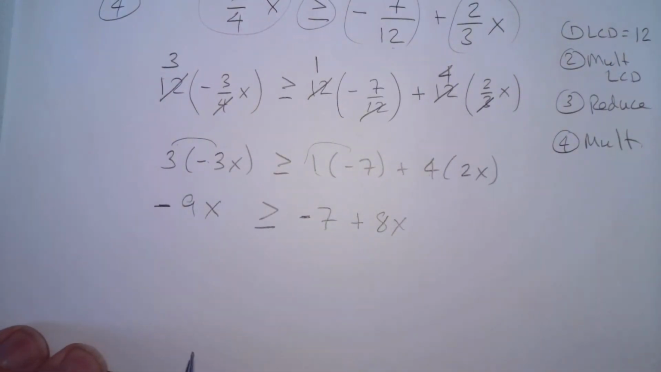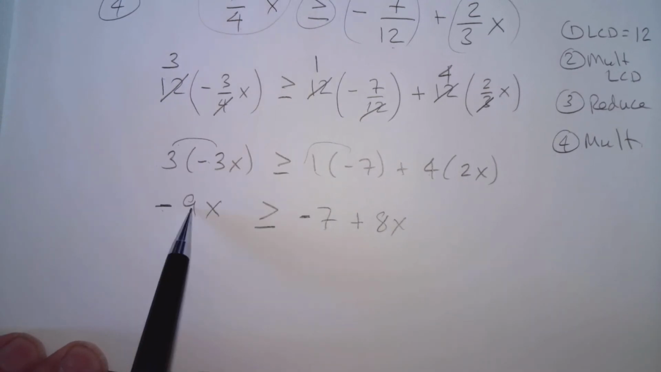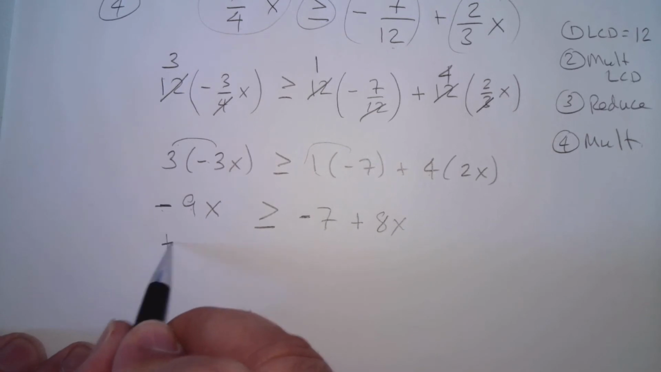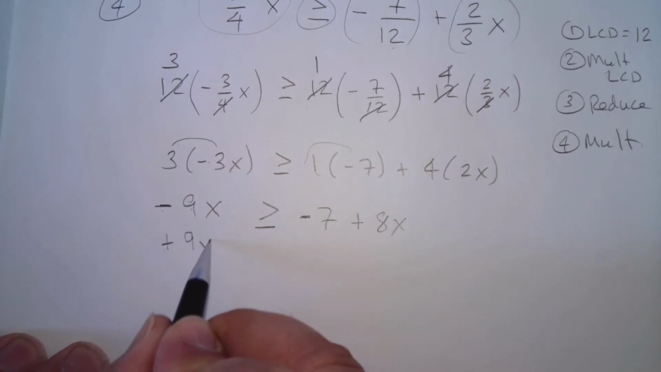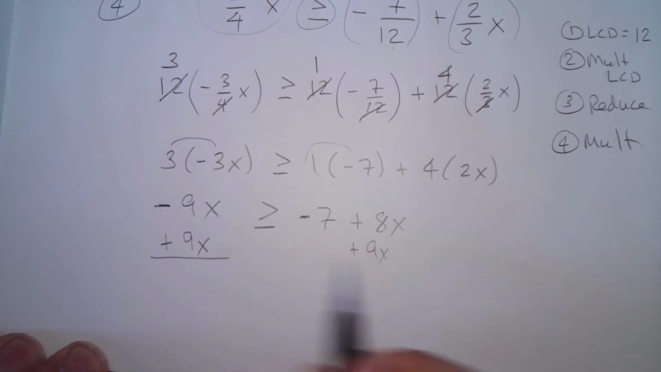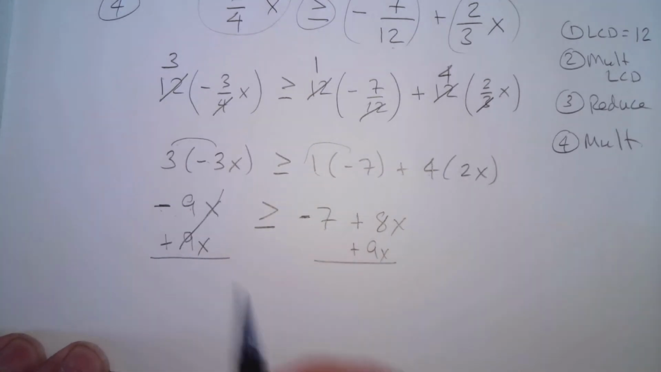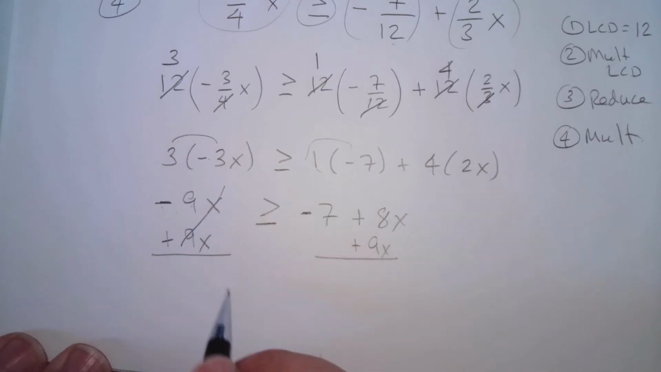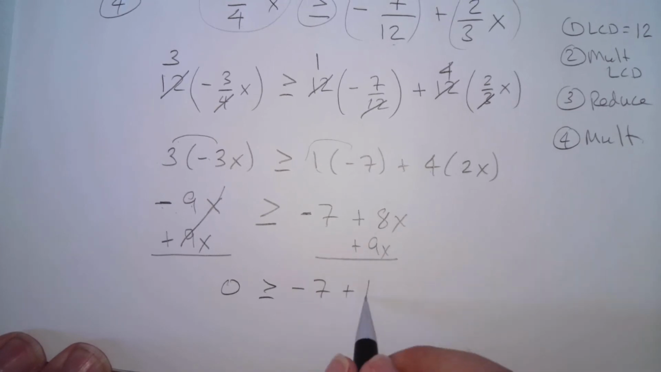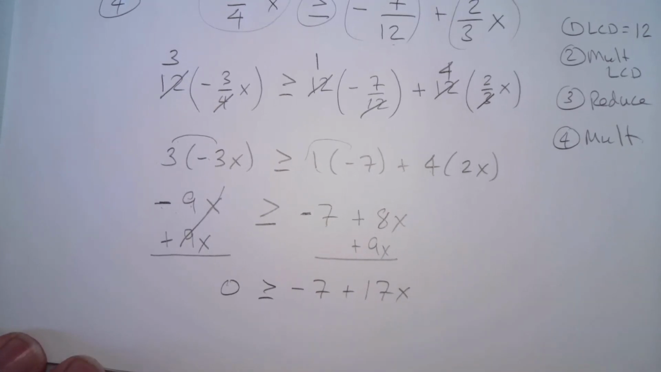Okay, we have x's on both sides. Move the smaller to the larger. Negative 9 is smaller than 8. The sign goes with the number. So I have to add 9x to both sides. Those cancel. Negative 9 plus 9 is 0. There's negative 7. 8 plus 9 is 17x.